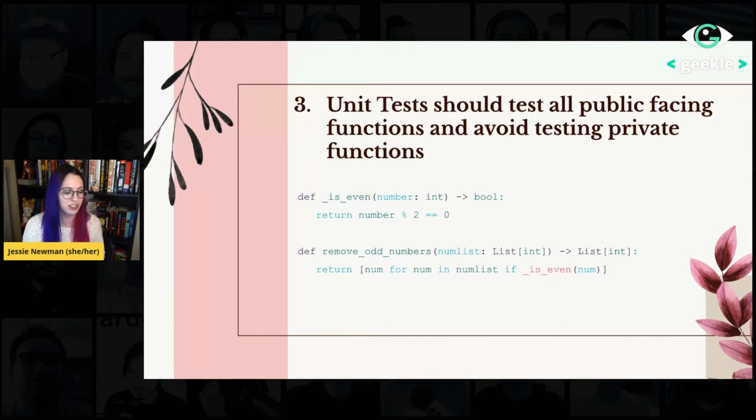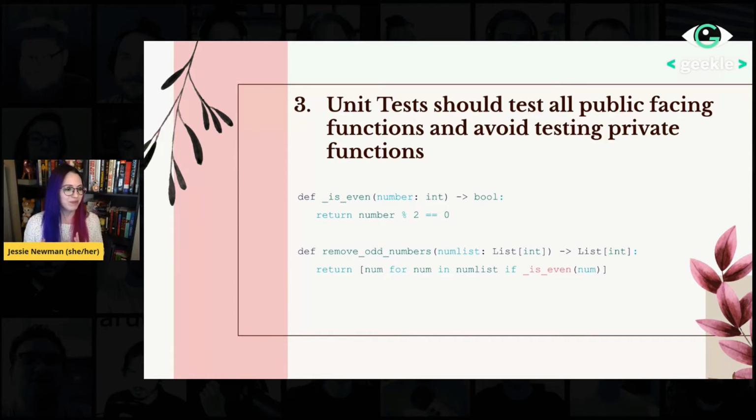And that's because if someone refactors remove odd numbers to use a different way of doing this, or maybe they change the name of is even to is odd and have it do the opposite thing, that would be a totally valid design decision. And remove odd numbers still works. It still does exactly the same thing. But if you're testing the private functions, your test is gonna fail. And that's because you're testing the implementation details and not the inputs and outputs and edge cases.